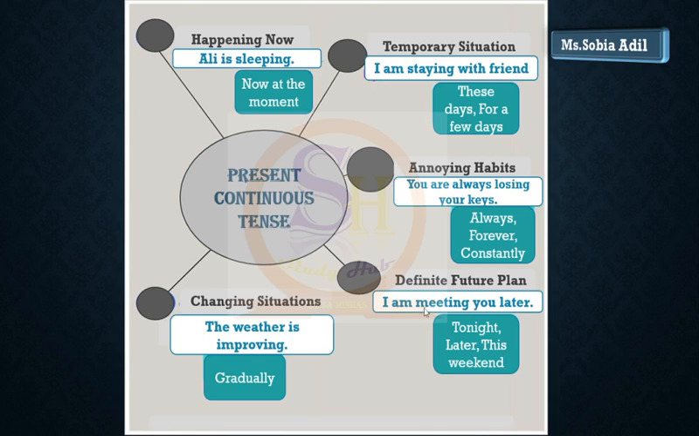All right, next comes the definite future plan. This is the situation in which we plan something. For example, I am meeting you later. I am meeting you this week. So you can use the present continuous tense in this situation as well. Next, the last one is changing situation, in which the situation is changing. For example, the weather is improving. The weather is improving gradually. So these are actually the situations, students, in which you can use this present continuous tense, right, students?